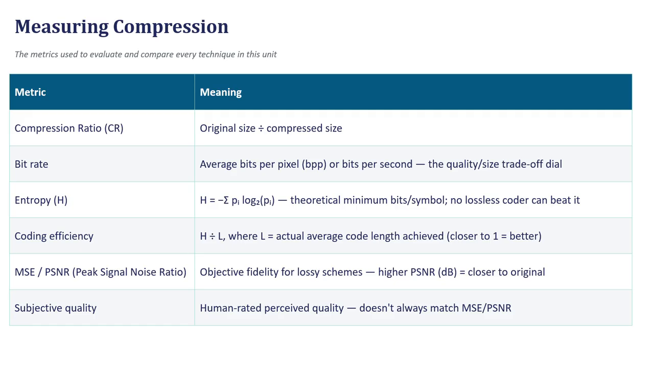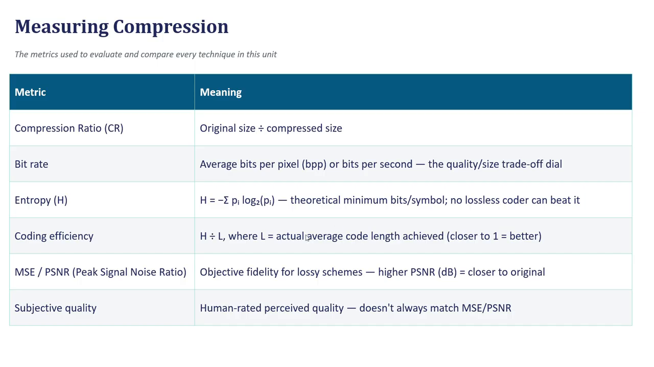How has the compression been measured? This can be done with the help of the compression ratio: original size to compressed size. Then average bits per pixel, like earlier it would be 8, now it would be reduced to 2.3 or something. Entropy is given by minus summation of p_i log p_i, so it gives the minimum bits per symbol. And then there is coding efficiency, H by L, where L is the actual average code length that's achieved. We will see how we calculate this.